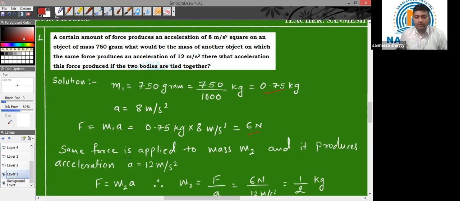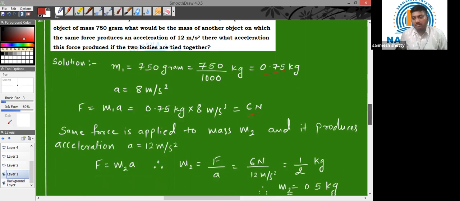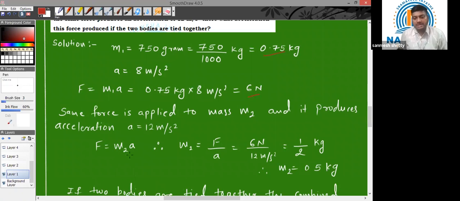Now, if the same force is applied to mass m2, let us say it produces an acceleration of 12 meter per second square. We need to find the value of m2. Again, the same formula we will use. F is equal to mass times acceleration. This time the mass will be m2, and we need to find m2. Therefore m2 will be equal to F by A. Let us substitute the values. F is 6 Newton, A is 12 meter per second square. So m2 will be half kg or 0.5 kg.